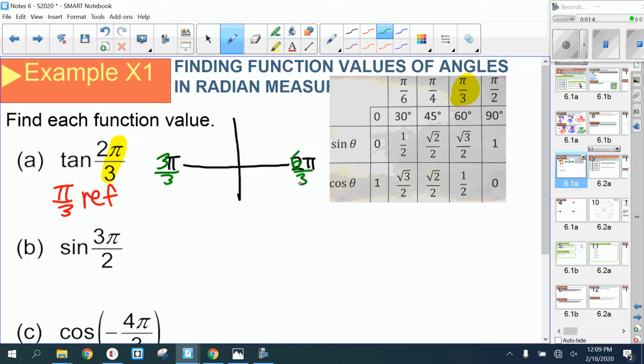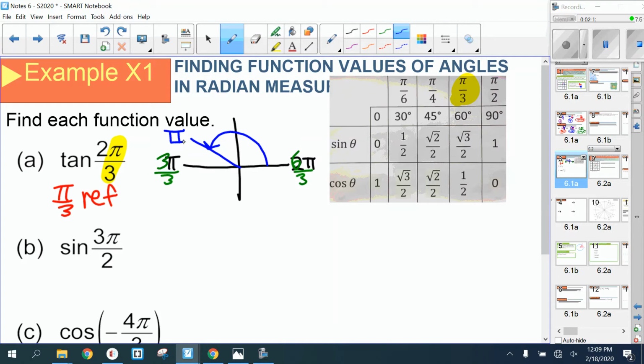Here's how easy this is going to be. We need to go around to 2 pi over 3. So if you think about it, pi over 3, 2 pi over 3, 3 pi over 3, 4 pi over 3, 5 pi over 3, 6 pi over 3 goes all the way around. I don't need to do all that. I don't need all those markings. I just need to go to 2 pi over 3. And so you're going to say, well, I know 2 comes right before 3. So that puts me right there in the second quadrant. Okay?